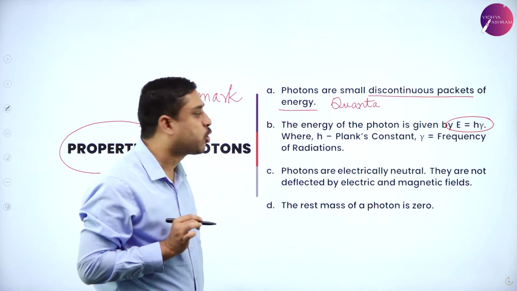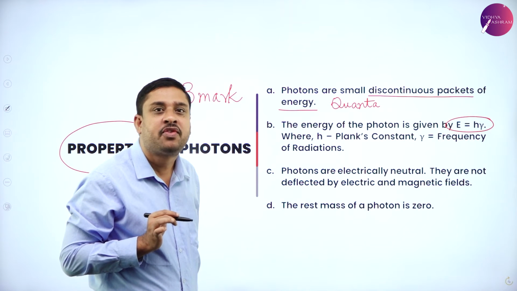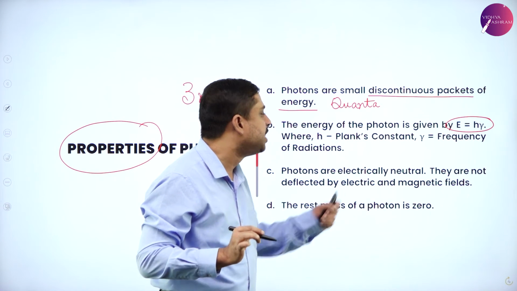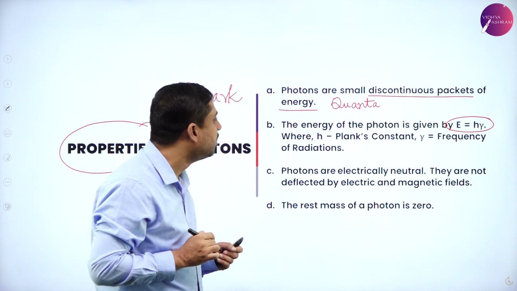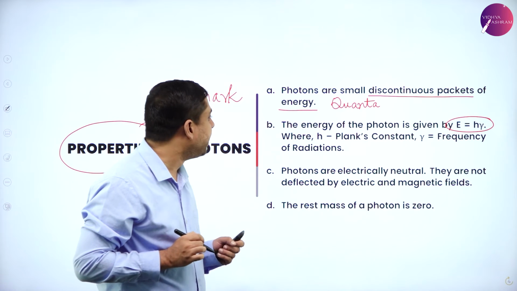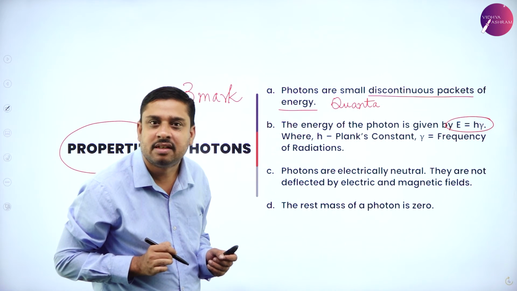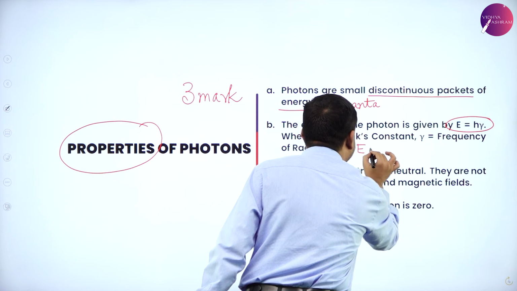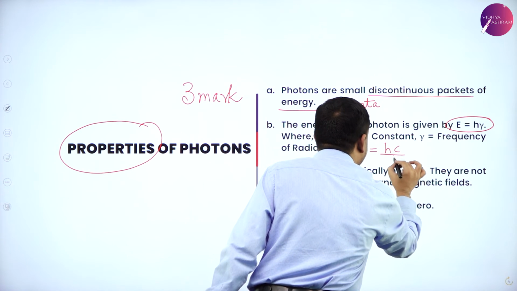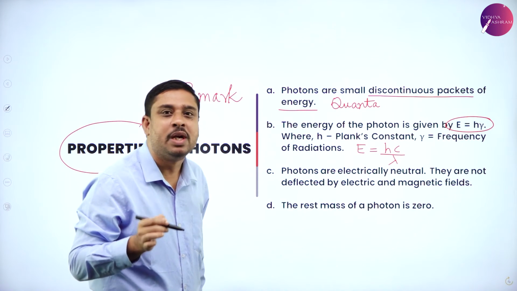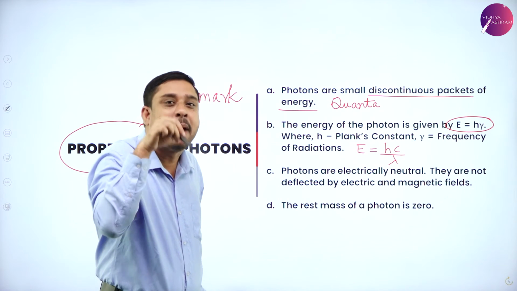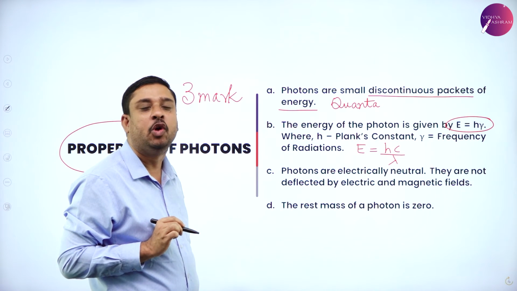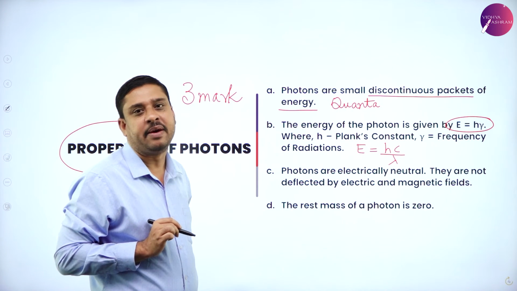Next, the energy of the photon is given by E equals h nu, where h is Planck's constant, nu is the frequency of radiation. In terms of wavelength, E is equal to hc by lambda. Nu is replaced by c by lambda, where c is the speed of light in vacuum, lambda is wavelength.